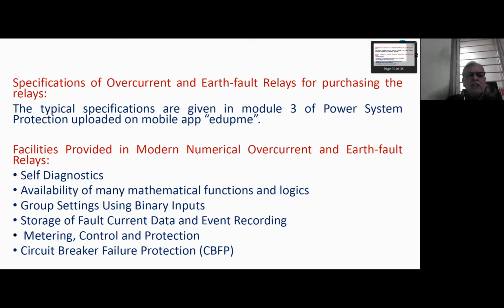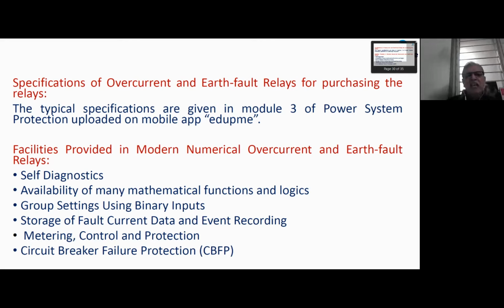Now very modern numerical overcurrent relays are available, and they are addressing many of the problems of protection. Protection is highly selective and much faster than the earlier electromagnetic or static relays. Really speaking, electromagnetic relays are now not manufactured by any manufacturer and mostly not used anywhere. If at all they are used, people are slowly retrofitting them with numerical relays. The details of these facilities cannot be given here. I will just read out.